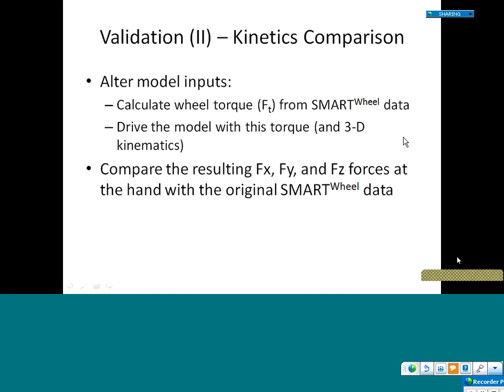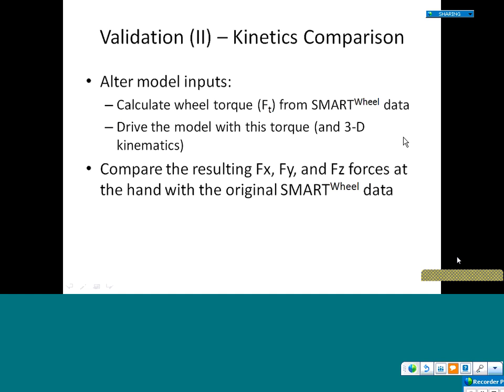So now, instead of driving the model with the smart wheel inputs onto the hand, I'm going to take that f of x, or that new calculated torque data, and I'm going to drive the wheel. And I'm going to use the same motion that I was using before, the same kinematics movement. So now, what I'm doing is I'm driving the wheel, and I'm using the motion of the Vicon, and then I'm going to be seeing what are my contact forces at the hand.